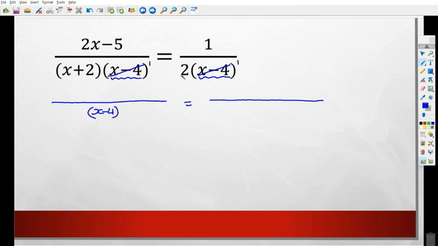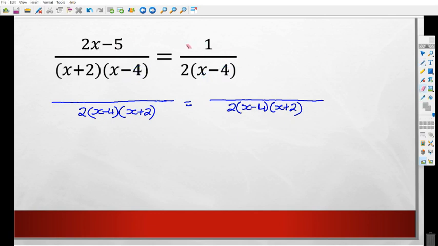Now what's left over? I've got a 2 attached there, and I've got an x plus 2. I'm going to take it down with me. Whatever's on this side, you do on this side. So x minus 4 and x plus 2. Fantastic.